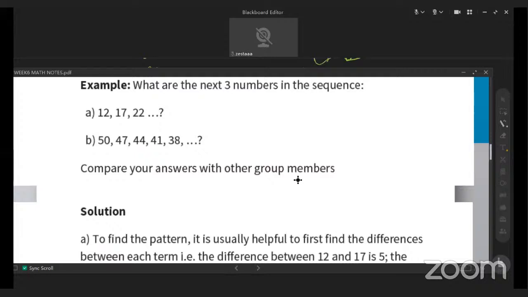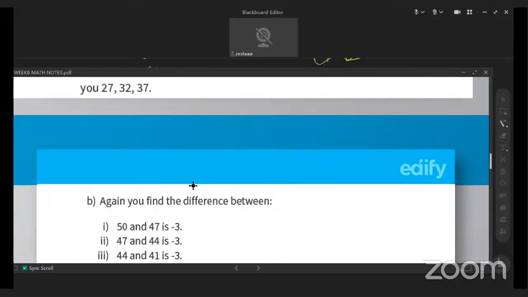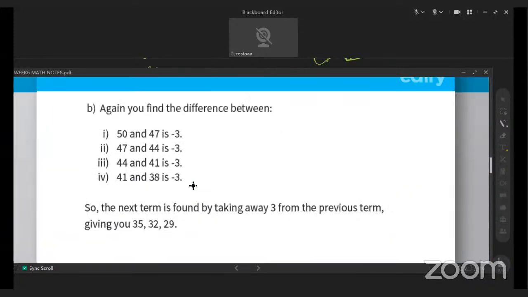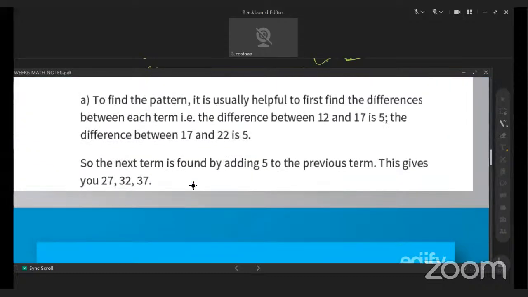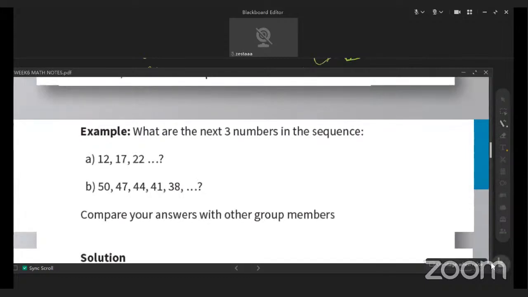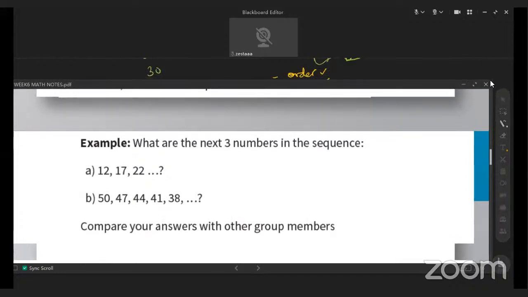Sequences and patterns. Okay. Now, you can be given numbers and you are required to find the next ones in the sequence. Now, our problem here is what method shall we use? What methods shall we be able to use to get the next number in your sequence if you have these numbers here? That is the other thing that we need to learn.